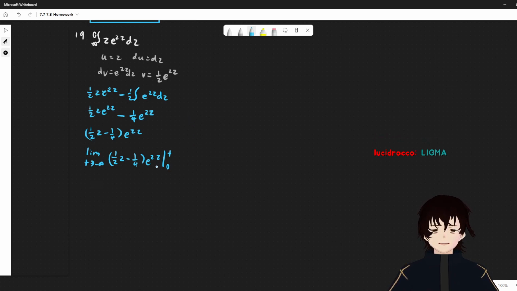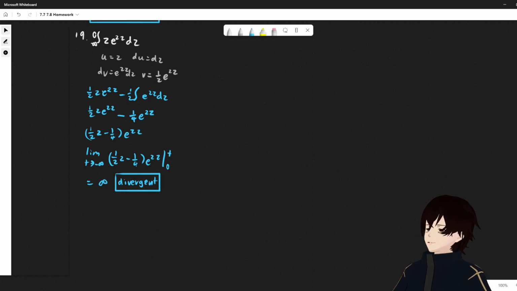As t approaches infinity, this approaches infinity, equals infinity. Therefore, it diverges. Divergent. Is it divergent? We'll have to check. And the holy textbook says I'm wrong.